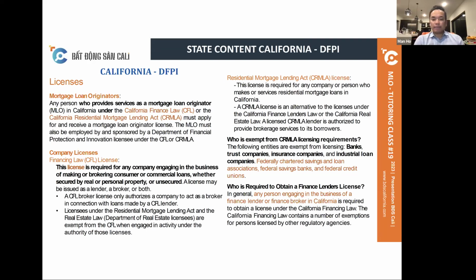So who is exempt from the CRMLA licensing requirement? The following entities are exempt from licensing, including banks, trust companies, insurance companies, and industrial loan companies. So these companies don't need to have a CRMLA license. Maybe they do need a CFL license. So we have two separate licenses, CFL license and CRMLA license. CFL license for broker and lender, CRMLA license for company as well as individual MLO.